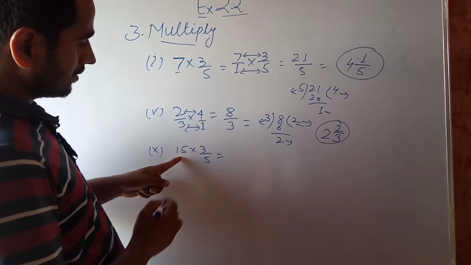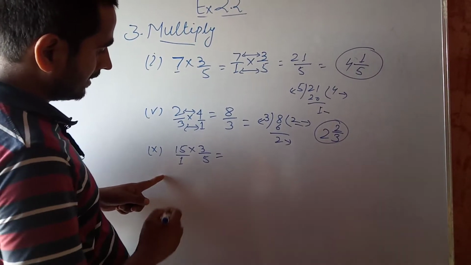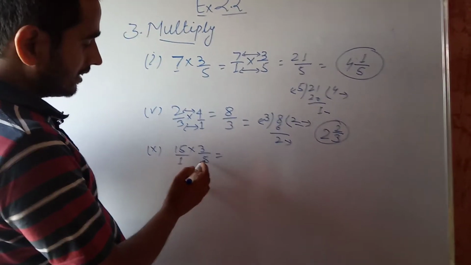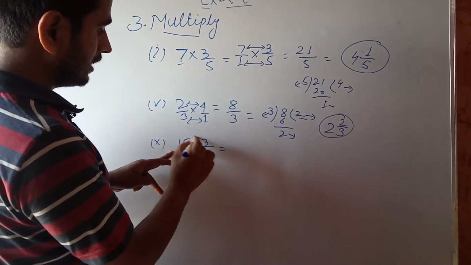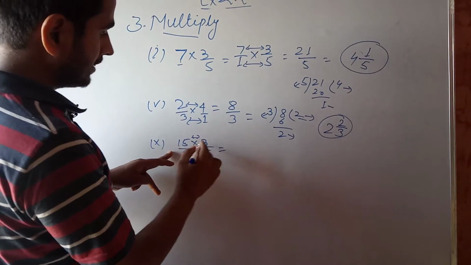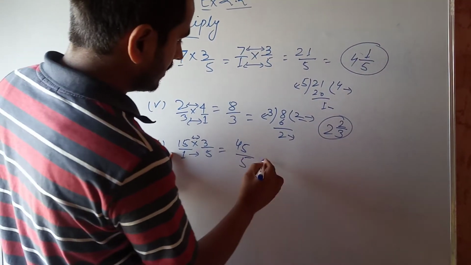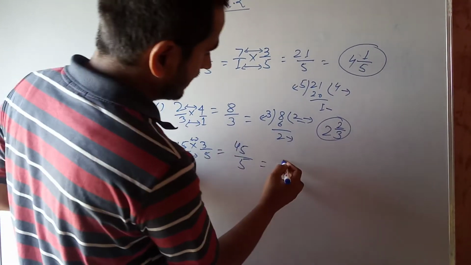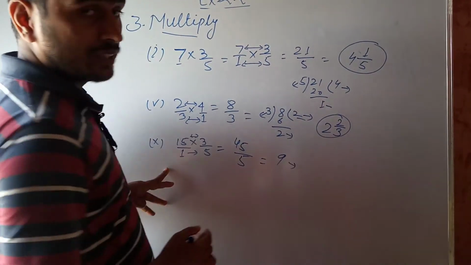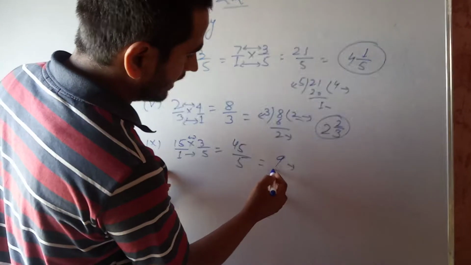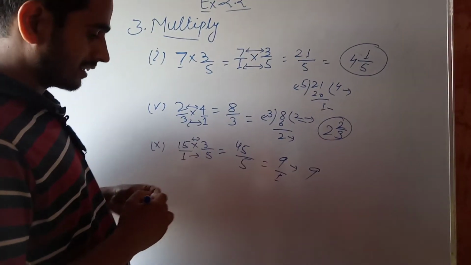Now coming to 15 into 3 by 5. This can be written as 15 by 1. You can cross-cancel here like 5 threes are 15. But see here, first multiply the numerators. 15 threes are 45, and 1 five is 5. Now on dividing 45 by 5 we get 9. And if you want to write this 9 as a fraction, what will we write? 9 by 1. Or 9, both answers are correct.